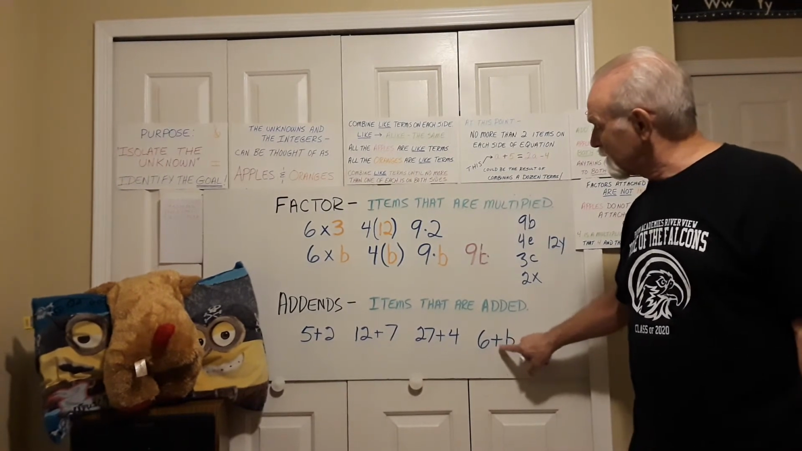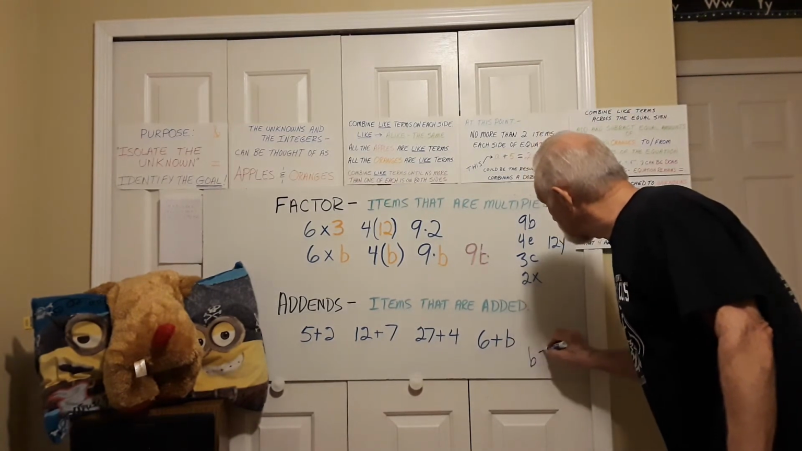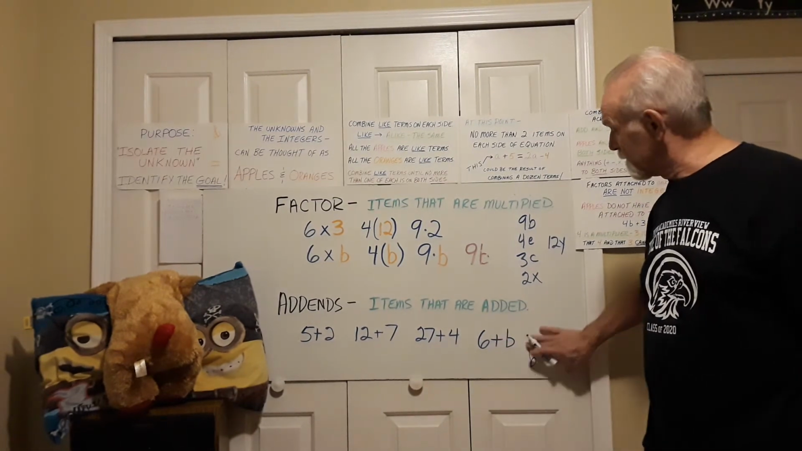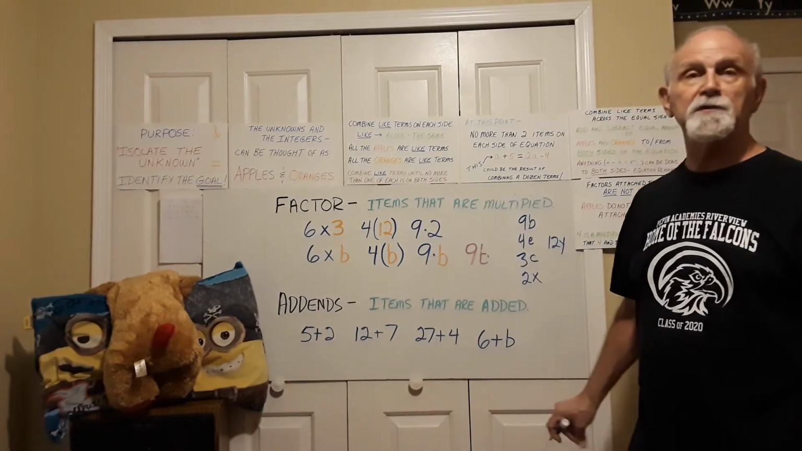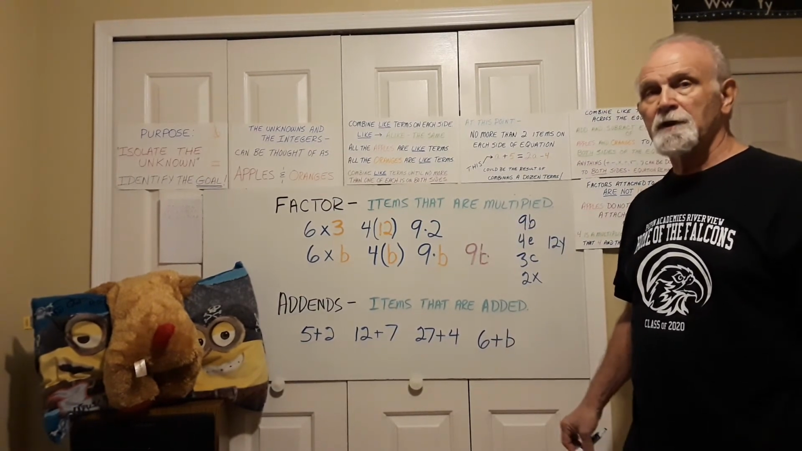So this does not change until we figure out, maybe with an equation, that B equals something, and then we can add it to 6. But until then, we don't know what B is, and so we cannot add it to 6.